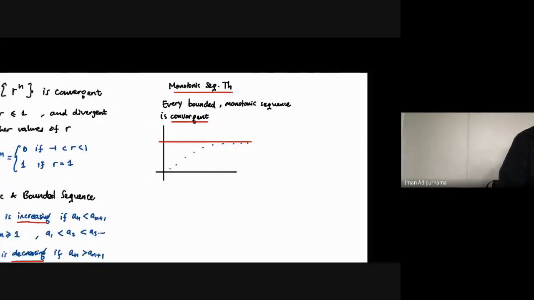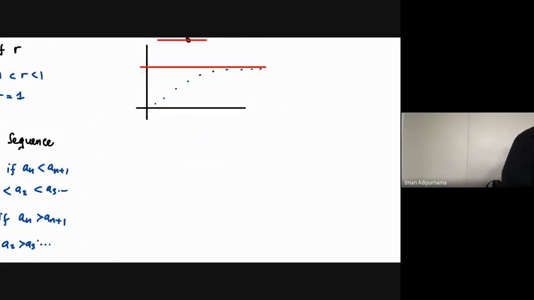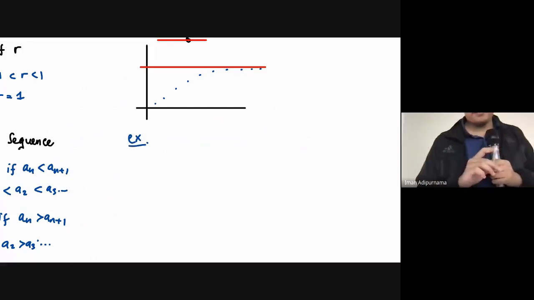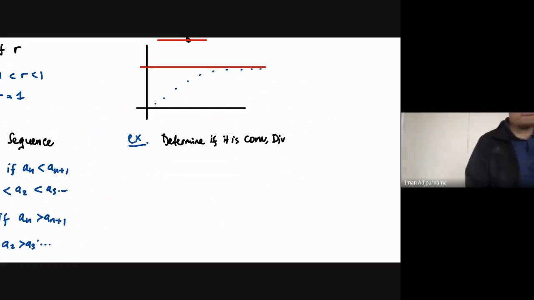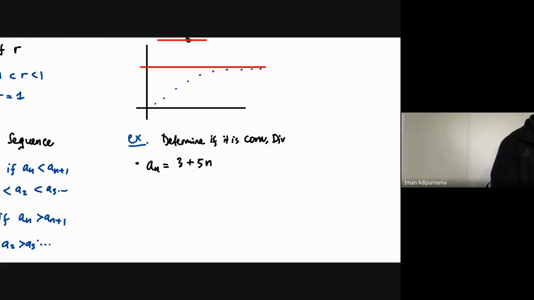Okay, I'm giving you some exercises. Determine if each sequence converges or diverges. The first one: a_n equals 3 plus 5 n squared.